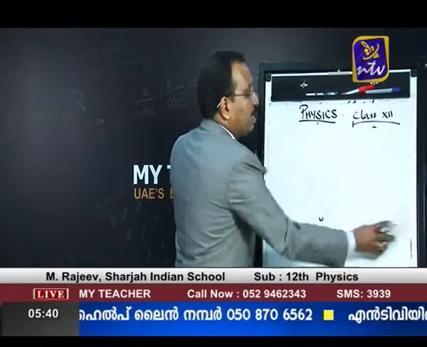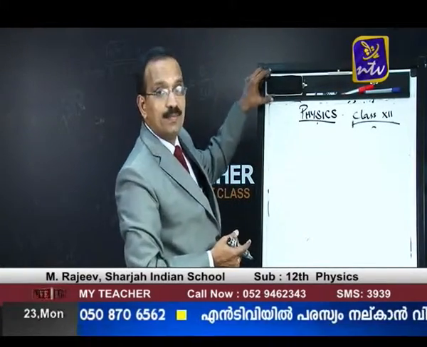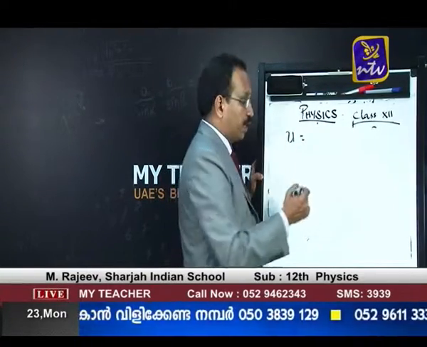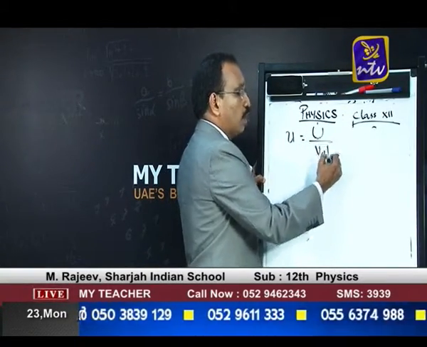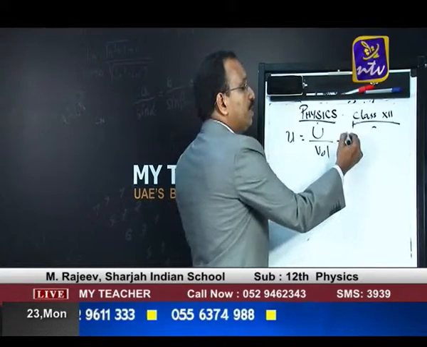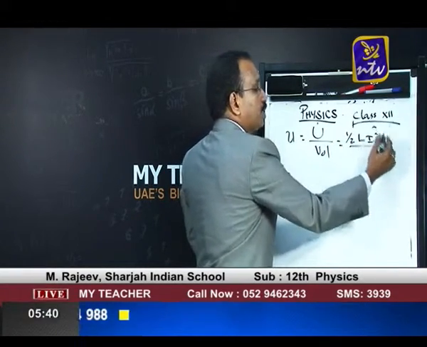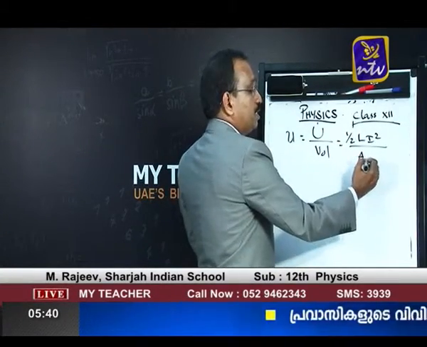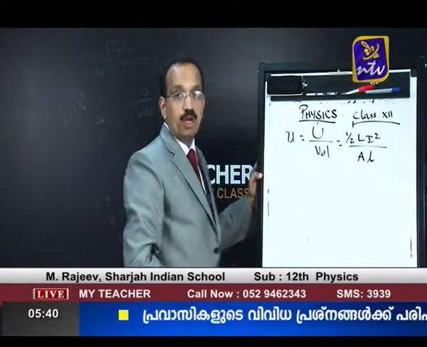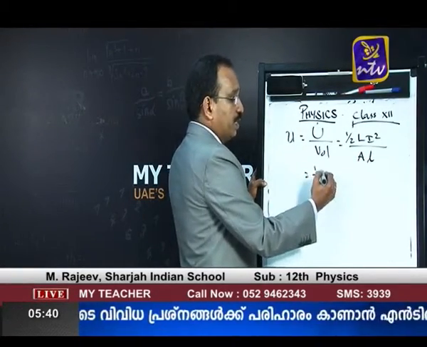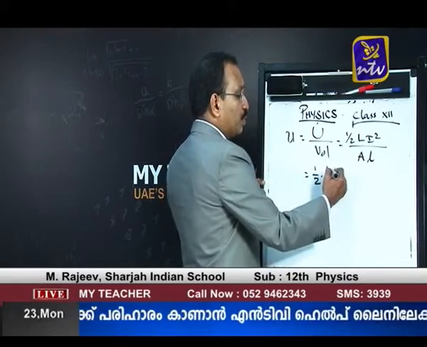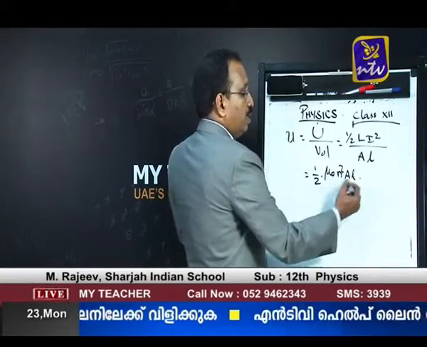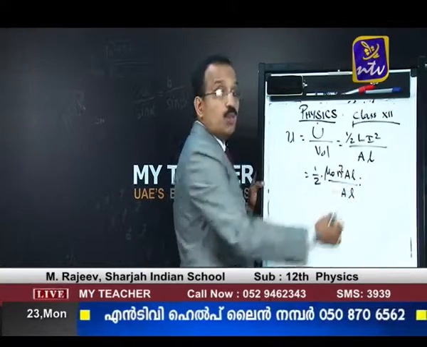In the same way, here we have another equation, that is energy density. Now, energy density in a solenoid is total energy divided by total volume. Total energy, we have the equation half Li squared, which we just derived, divided by the volume of the inductor, which is area into length. Half, instead of L we derived the equation mu 0 n squared Al, divided by Al into I squared.